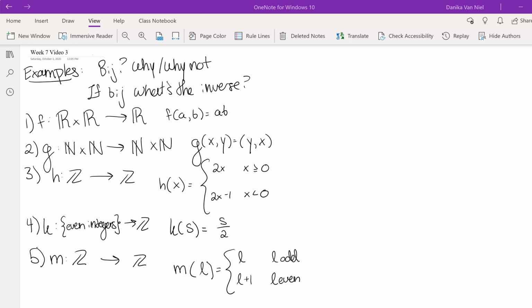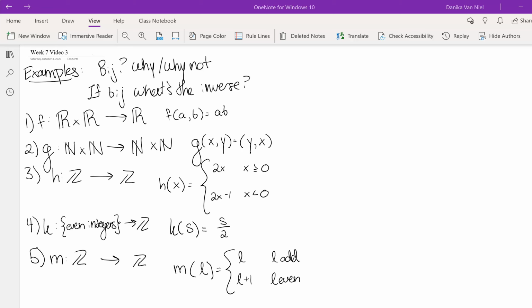Okay, so here are 5 examples I'd like you to consider. Go through them. Are they bijective? Why or why not? If they're bijective, what's their inverse? I'm hoping that me going through this will be helpful to you today.